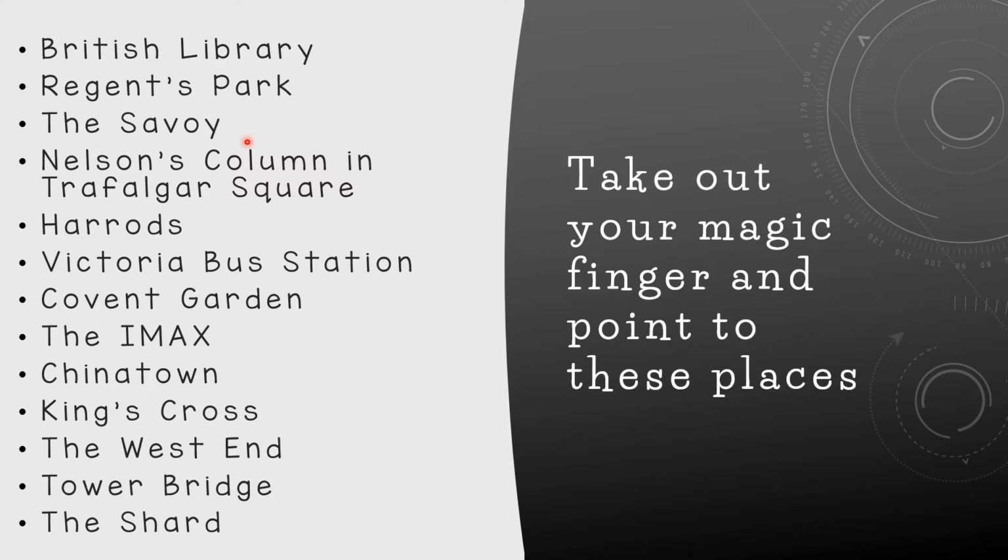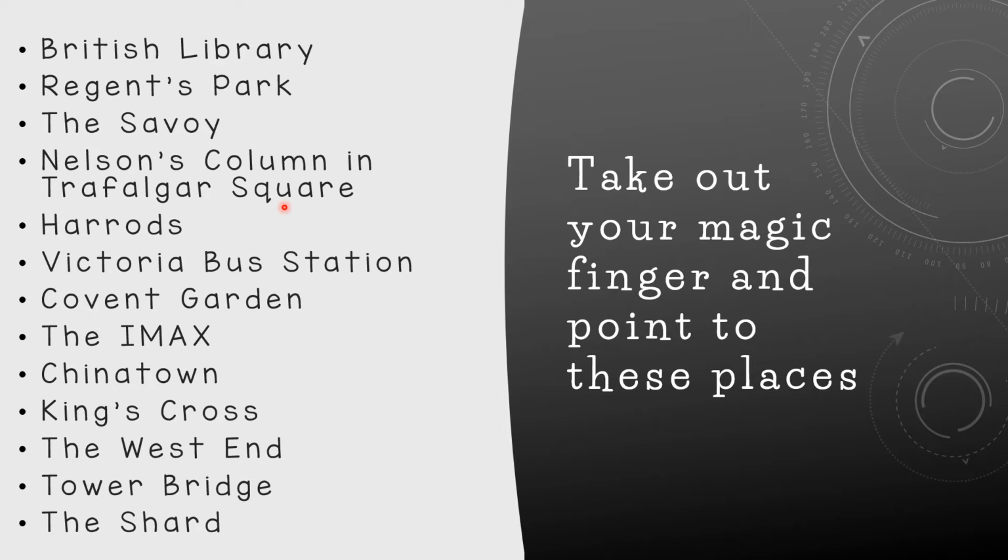Number 3, the Savoy is a very famous hotel. The Savoy is a very famous hotel. You can see there's a small picture of the Savoy and there's an auntie in front of the Savoy. The auntie is wearing an orange coat and a pink skirt and she's carrying a suitcase.